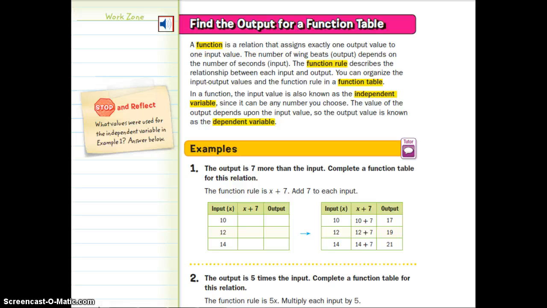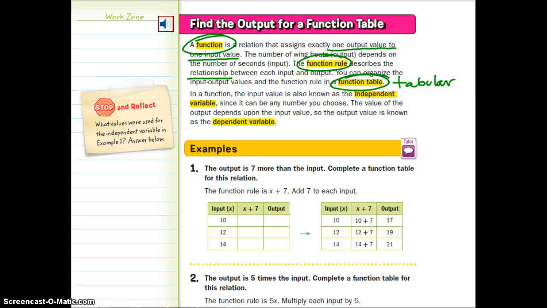Alright, so now we have some really important vocabulary. A function is a relationship where you have exactly one output to one input. The function rule describes the relationship, and a function table just puts it in tabular form. You have an independent variable and a dependent variable.